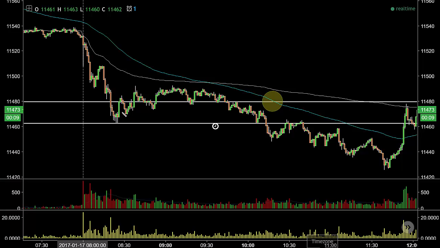We had an opening drive to the downside that put in a low here, and then we started to curl up, roll back over, and we were down here. And this is when I started getting interested. But first of all, I want to point out the difference between two types of double bottom.